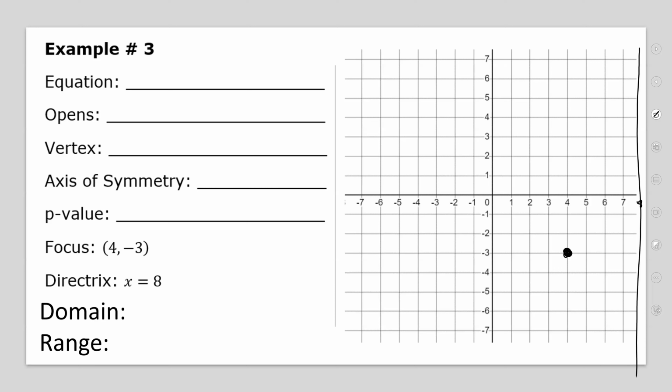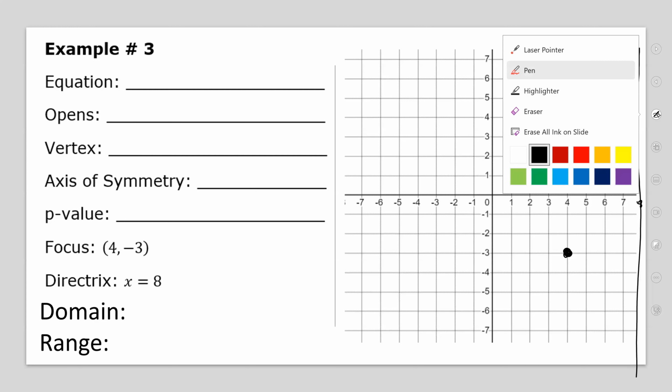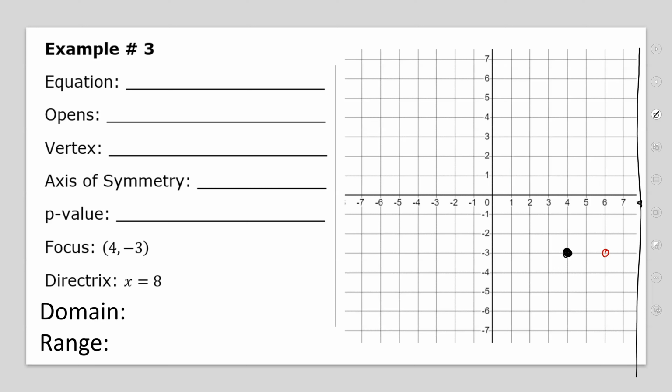Okay, so that means my vertex has to be in the middle. So right in the middle would be right here. This is where my vertex is. And the only way we can draw it so that the focus is inside would be to draw it like this. So the focus is inside, the directrix is outside. So I know it's opening to the left. The vertex is at 6, -3.